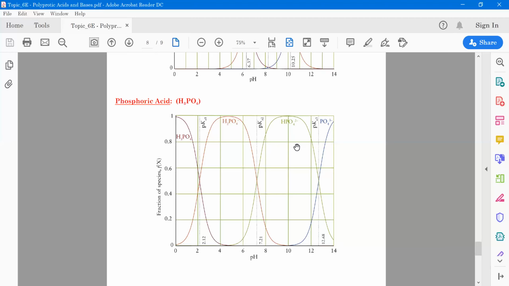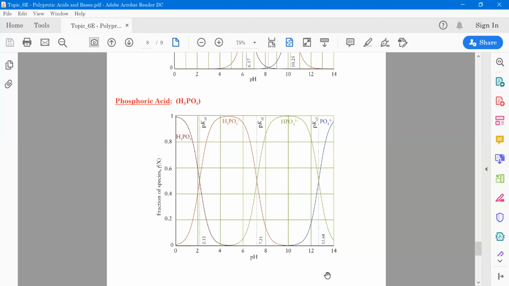Now, one of the things that you'll notice from this is that even at a pH of 14, there is still some phosphate and still some hydrogen phosphate remaining. The reason for that is because hydrogen phosphate is a very, very weak acid, which means that its conjugate base, phosphate, is a very strong base. In fact, the phosphate ion in solution is as strong a base as hydroxide ions are.